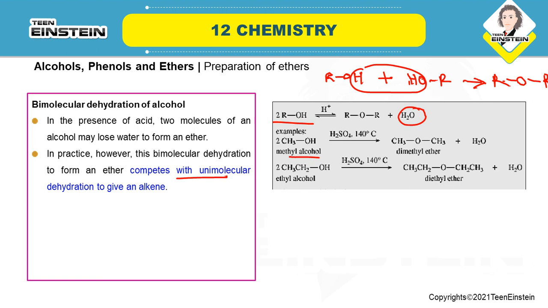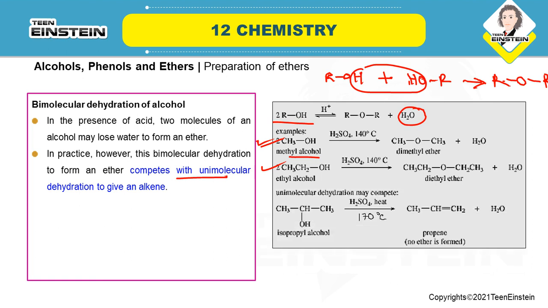desired reaction. So only when the starting alcohol, for example here we have taken methyl alcohol, ethyl alcohol, when these alcohols are very simple in nature, that is the alkyl group present in the alcohol is very simple, then the ether will be the major product, not the alkene. But suppose the starting material, that is the alcohol, has some branching in the alkyl group, so now there will be a chance of this side reaction, which is unimolecular dehydration.